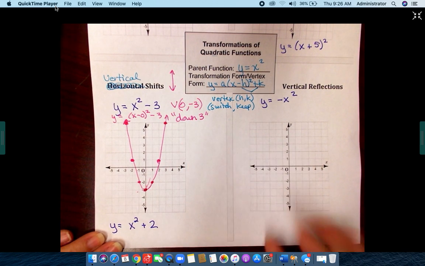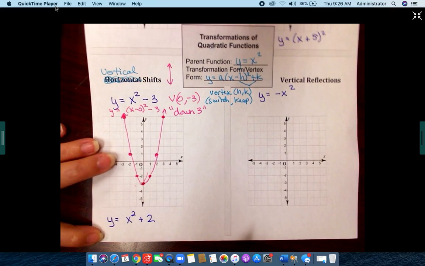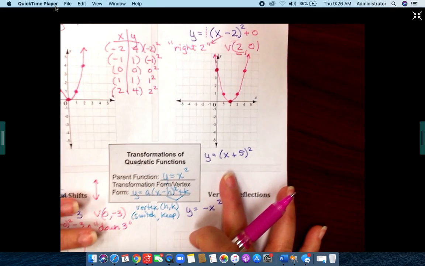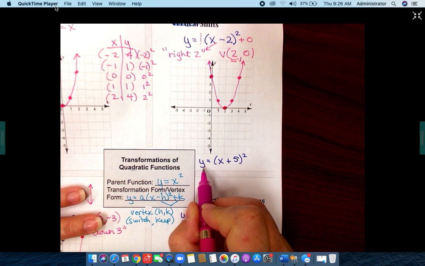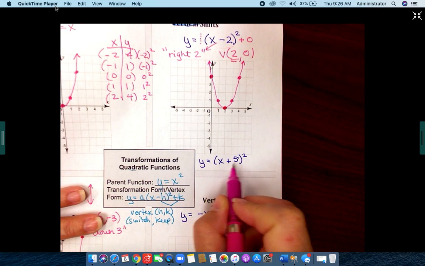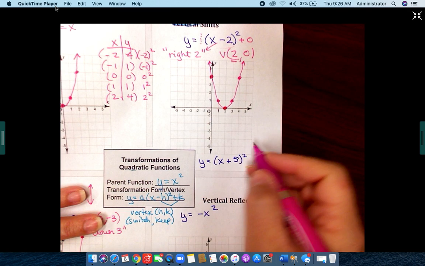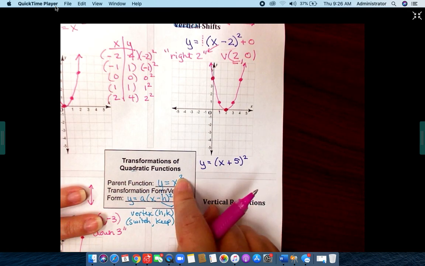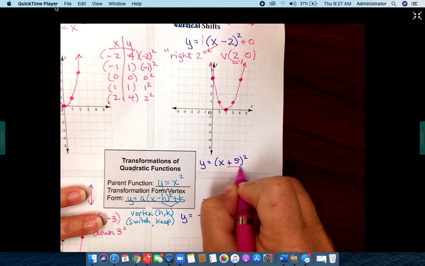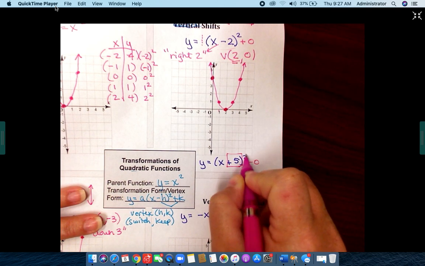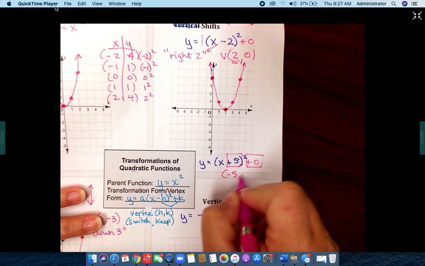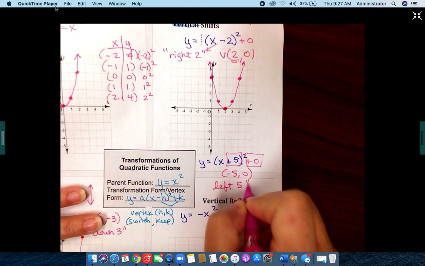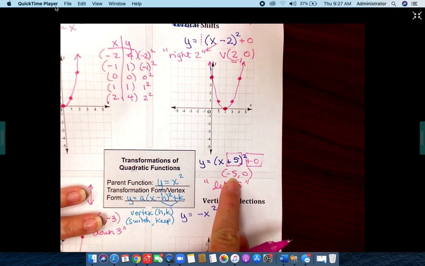Feel free to pause at any time to catch up and get these notes. So now that we understand that, let's do another quick example. You can see I've got an extra example written down here. So if I have y equals the quantity (x plus 5) squared, what does that mean I'm going to do? Well, positive makes us think to the right, but we actually are going to go left, because remember we have to switch and keep. So if my vertex is at (-5, 0), I'm going to end up shifting left 5 from the origin to get to this point.